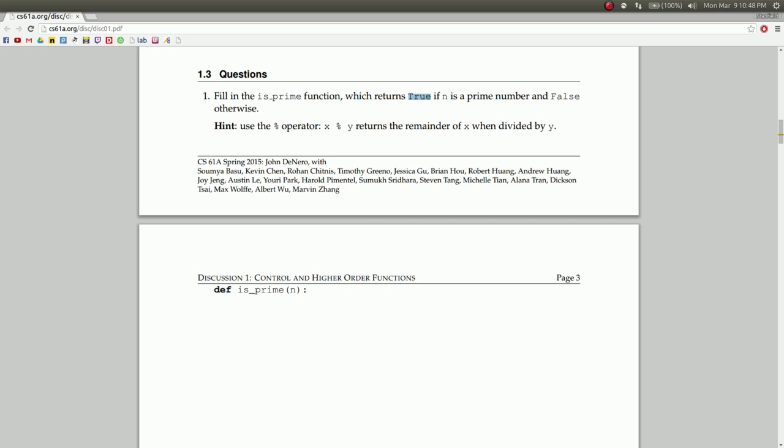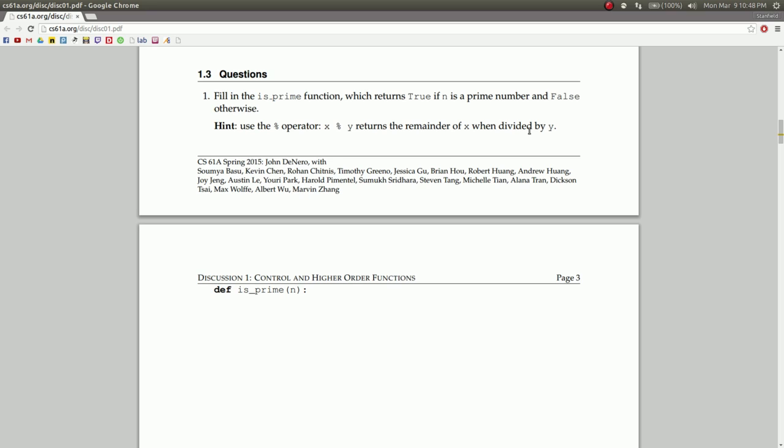the isPrime function. So why don't we get started? So first of all, what is an isPrime function? Well, it says here that it returns true if n is prime and false otherwise. But what does that really mean? So I guess the first step we can take is to figure out what a prime number really is.